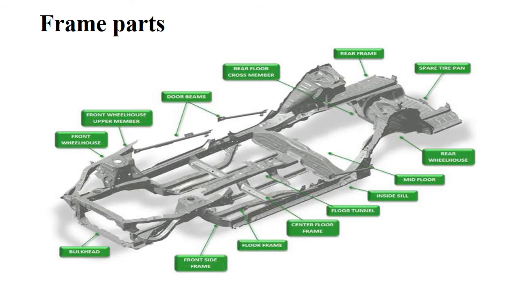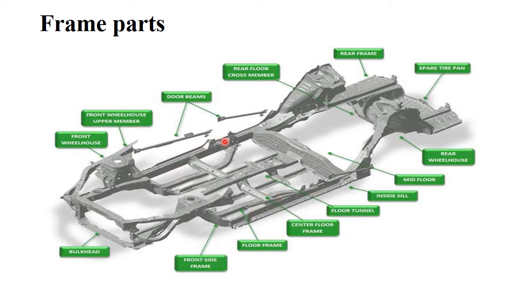So here is just a quick revision of all the frame parts which you must be aware of now. In front, what you have is your bulkhead, which is a part of the frame which absorbs energy in case of collision. You have the wheel housing, then you have all these rails. All these are called the frame rails. You have floor frame, center floor frame, and floor tunnel, the one which goes in between. In some cars it is there, you can see that raised part in between, that is a tunnel.